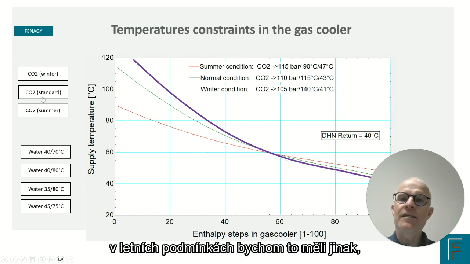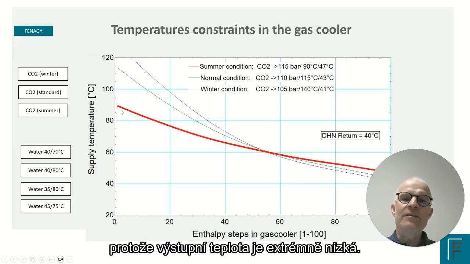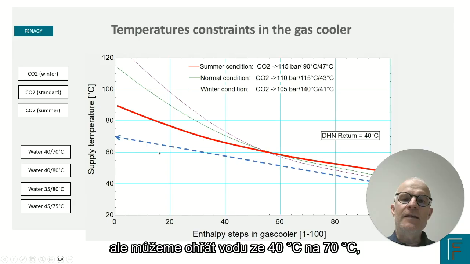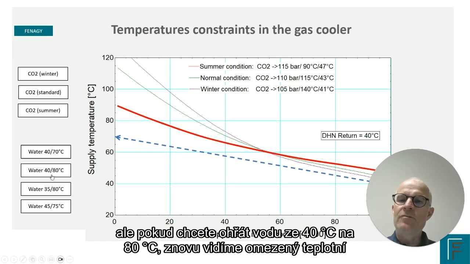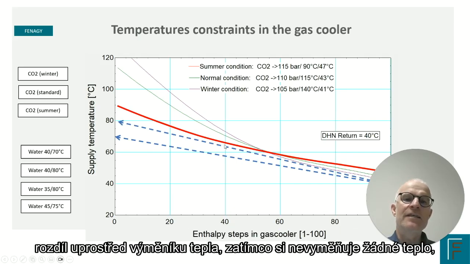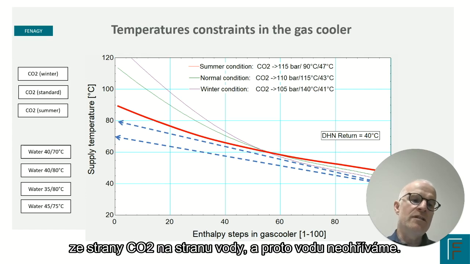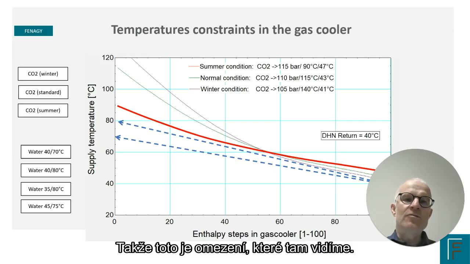In summer condition it is different because the discharge temperature is extremely low. Of course we can operate the compressor at a much higher pressure, at 150 bar maybe, and we can heat the water from 40 to 70. But if we want to heat the water from 40 to 80, again we see a limited temperature difference in the middle of the heat exchanger, where we are not exchanging any heat from the CO2 side to the water side, and therefore we are not heating the water. So this is a limitation we do see there.